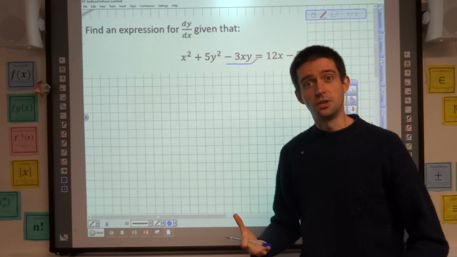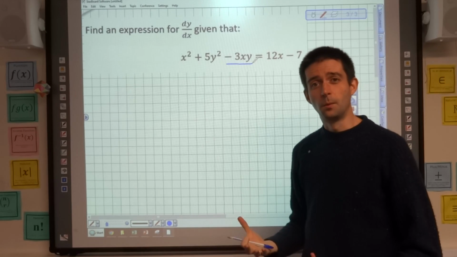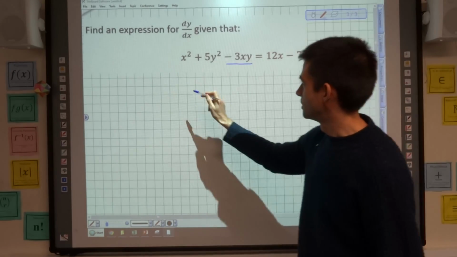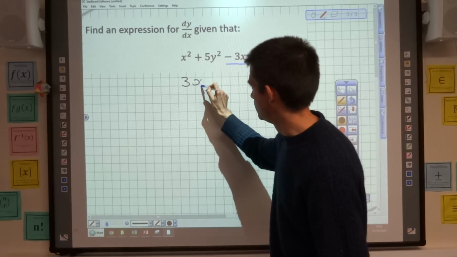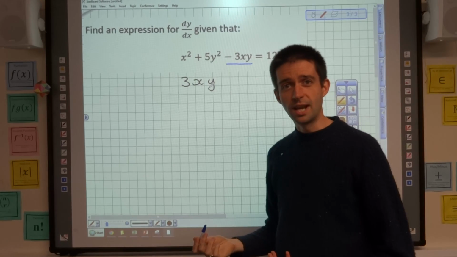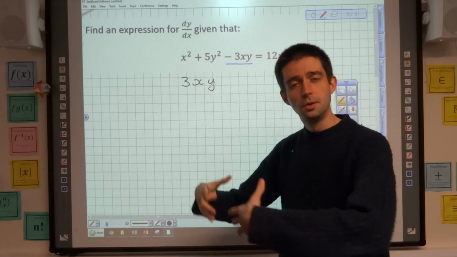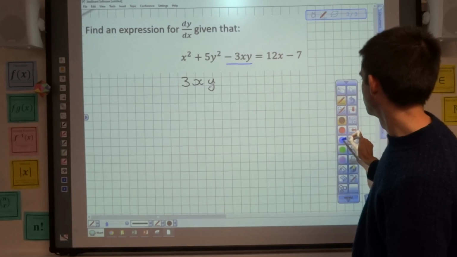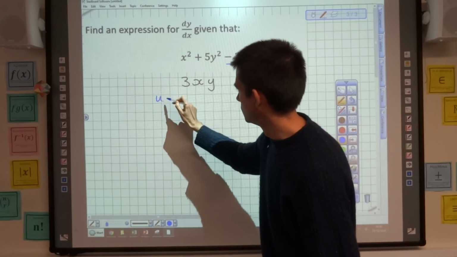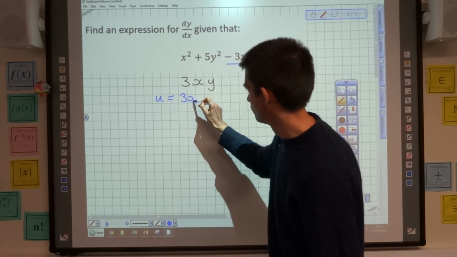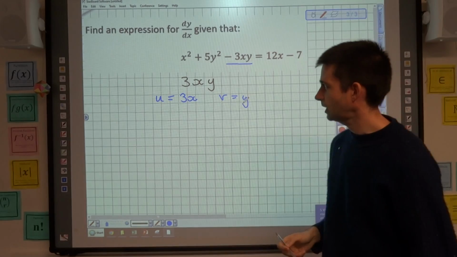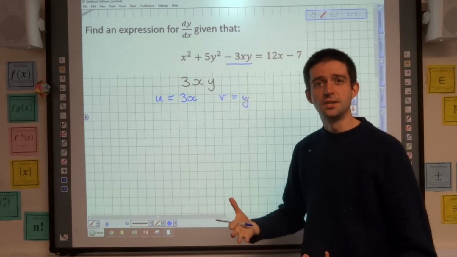The key thing is I called it a product, and therefore what we're going to have to do with this is to crack out the product rule. So what I'm going to do is I'm just going to begin by simply differentiating the term 3xy, and then we'll look at how to incorporate that within the rest of the expression. So product rule, I'm going to call 3x u and I'm going to call y v. And then I'm going to differentiate each bit.